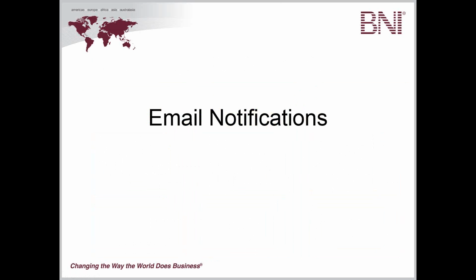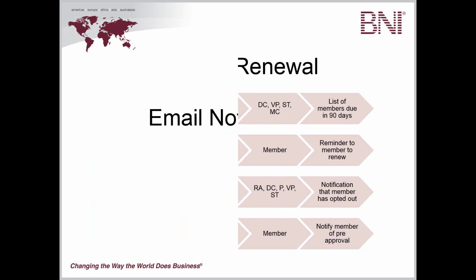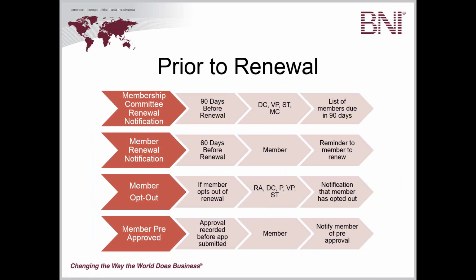But let's take a look at the email notifications. There are a whole bunch of emails that happen during every step of this process. The first is prior to the actual renewal, there's a number of emails that can go out. The first one is the 90 days before renewal email, and that one goes to the director consultant, the vice president, the secretary treasurer, and the membership committee.